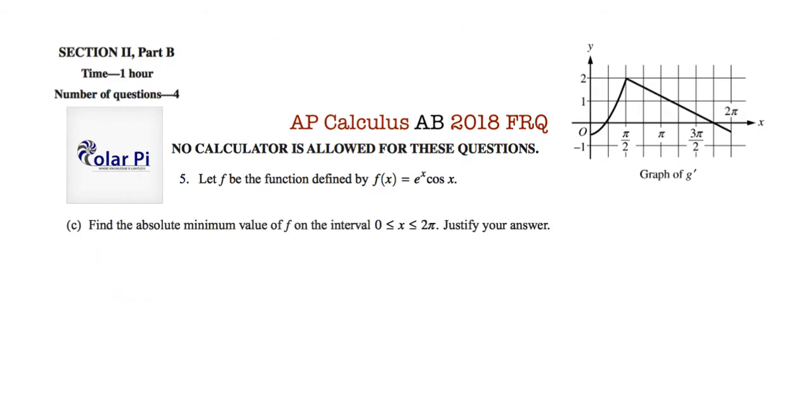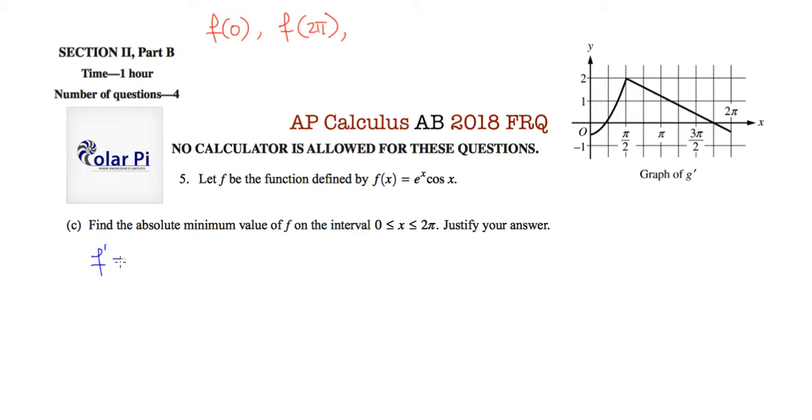And part C says this. Find the absolute minimum value of f on the interval from 0 to 2 pi. So what we need to do is compare values of f at the endpoints, 0 and 2 pi, and then we also need to compare these two to values of f at any places where f prime is equal to 0. So we need to figure out where f prime is equal to 0.